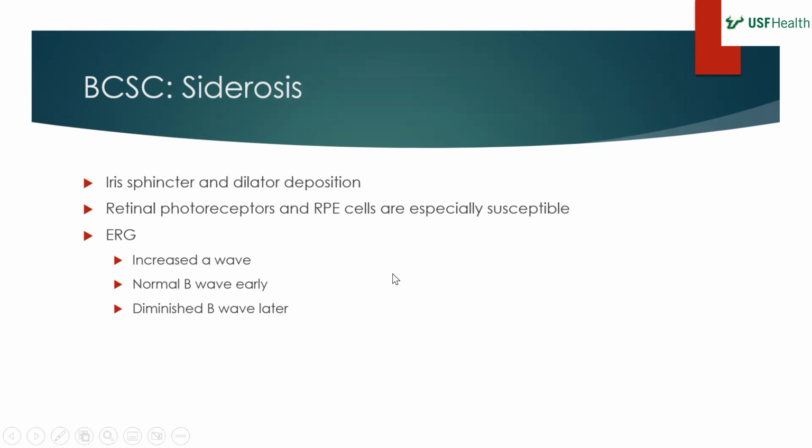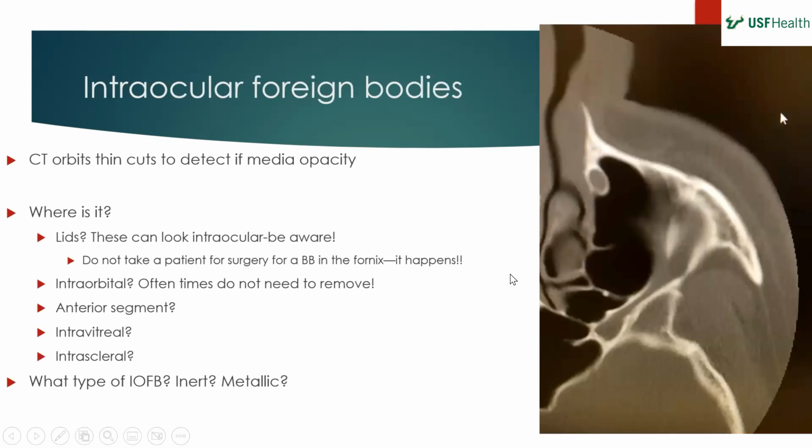So, iron causes siderosis: iris sphincter and dilator deposition, retinal photoreceptor and RPE cells are susceptible, and the test will say that you have to get an ERG.